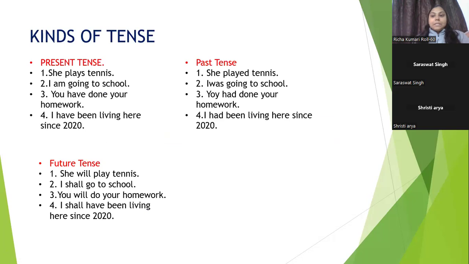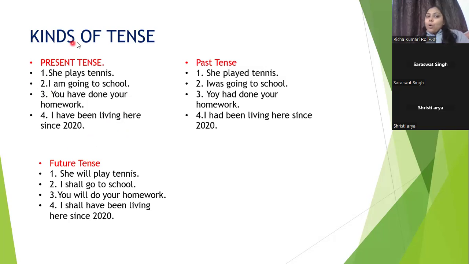Now we have some examples here, and see all the examples very carefully. So the first example here is of present tense. We can write present tense in many different ways. Like the first example, read it out, Shaswat. Yes, ma'am. Kinds of tense. Present tense. She plays tennis. Next. I am going to school. Next. Third, you have done your homework. Next. Fourth, I have been living here since 2020.